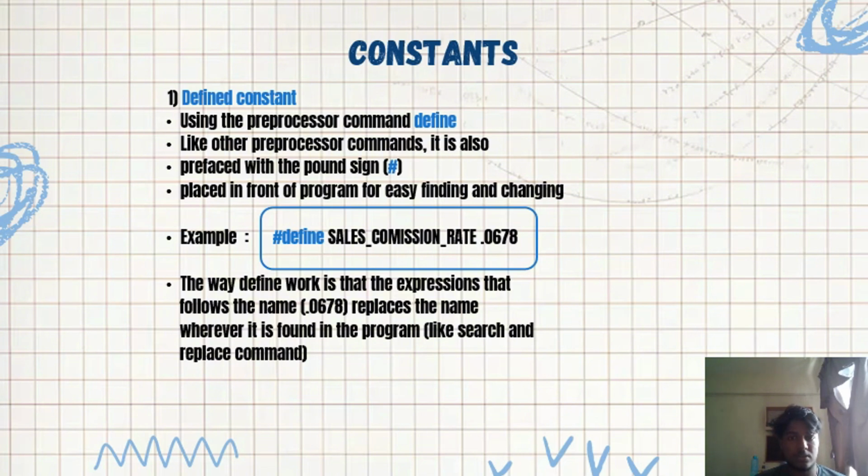Okay, returning to constants, we're going to talk about defined constants now. A defined constant uses the preprocessor command define. Like other preprocessor commands, it is prefaced with the pound sign and placed in front of the program for easy finding and changing. For example, hashtag define sales commission rate. The way define works is that the expression that follows the name replaces the name wherever it is found in the program, like a search and replace command.